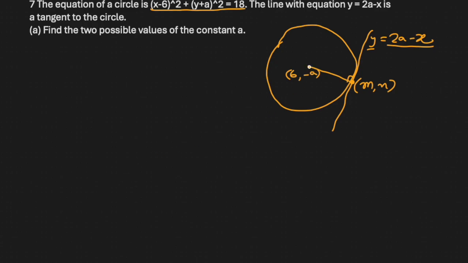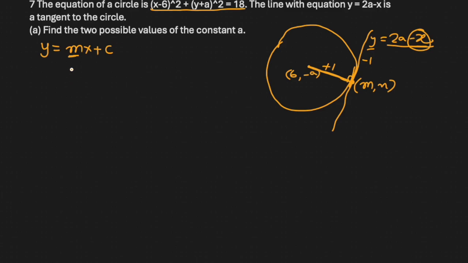Whatever the gradient of this radius is will be the negative reciprocal of the gradient of this particular tangent, and the gradient of this tangent is minus 1. Can you see? Because we know that the equation of a line is y equal to mx plus c. The coefficient of x in this case is minus 1, and the coefficient of x is always the gradient. So the gradient of this one is minus 1. That means the gradient of this radius will be plus 1.